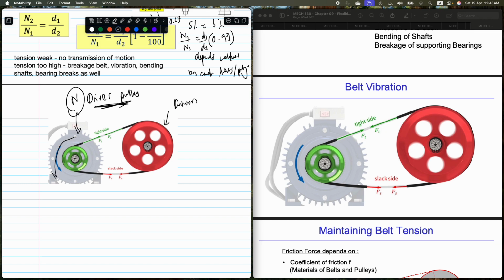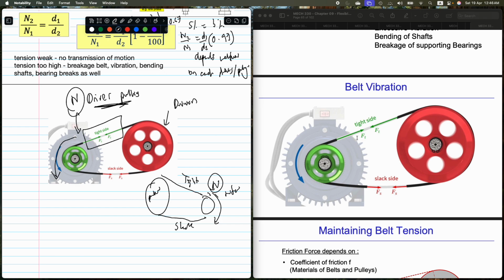Let's say it's rotating this way, then this side will always be tight. So for example, if you had a different setup where you had this as the motor and this as the pulley, and it's rotating this way, in the opposite direction, then this side will be tight and this side will be slack. This is assuming that direction is here.